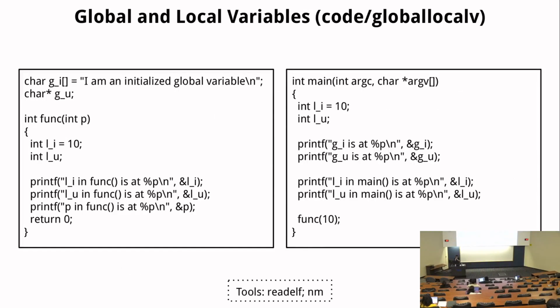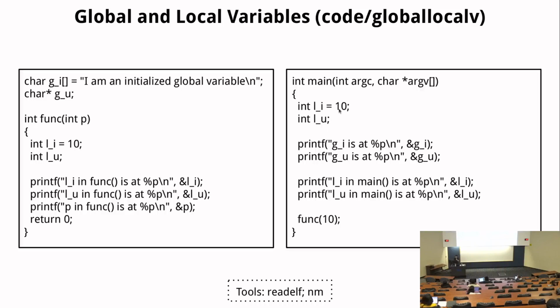So here is a simple example with both global and local variables. On the right-hand side, we have the main function. The main function has two local variables. One is li. I name it L, meaning local, and I means integer. This one is initialized, and another one is uninitialized.